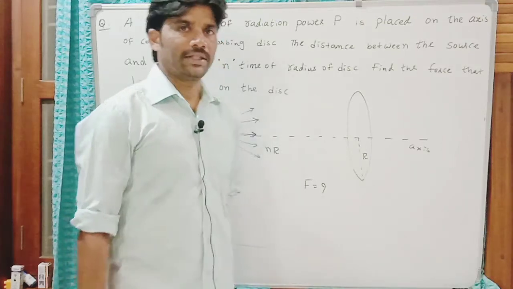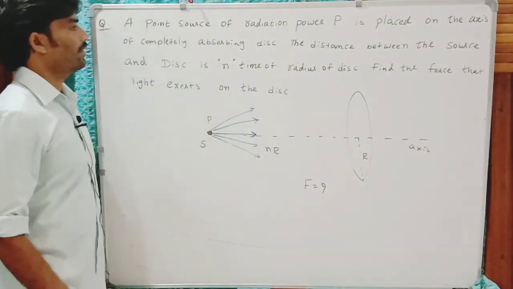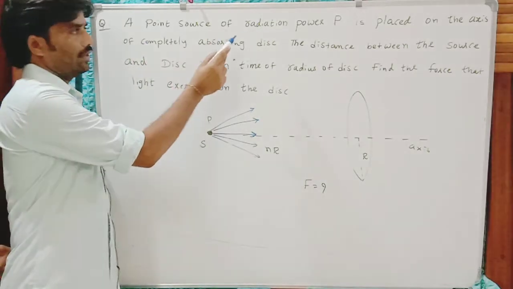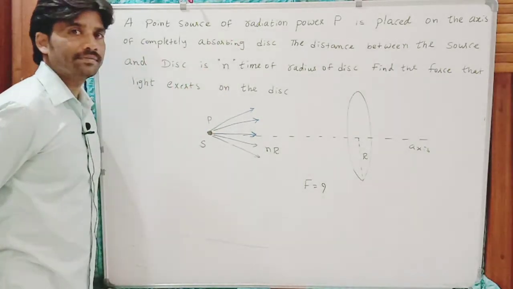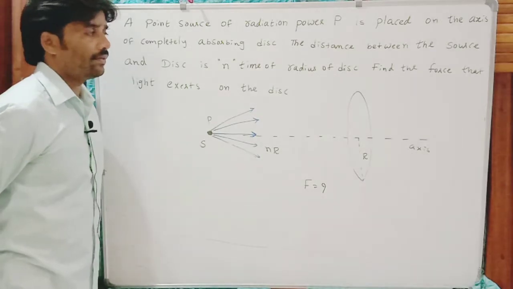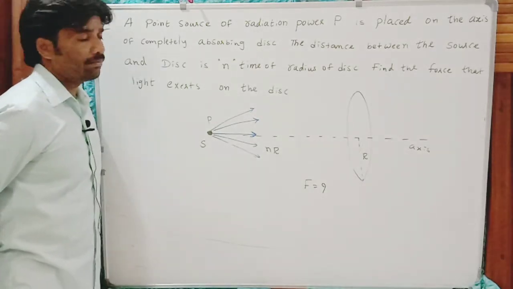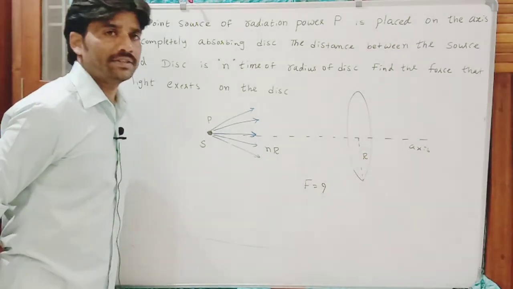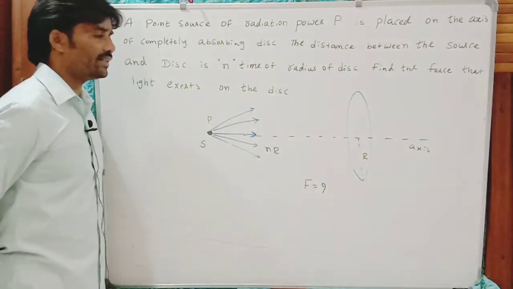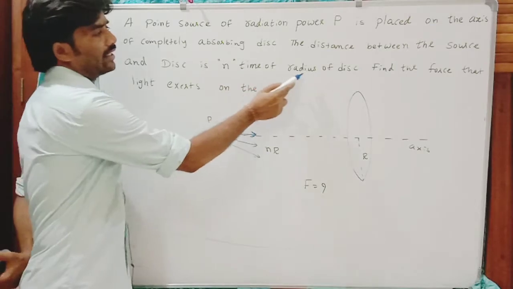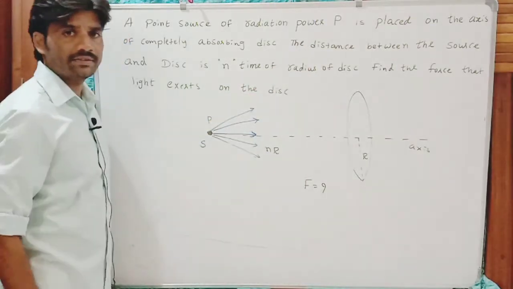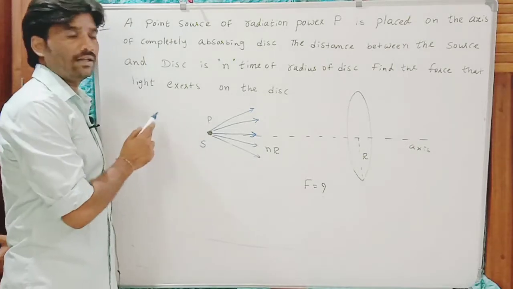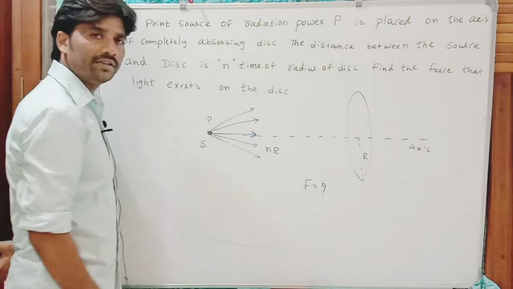Look at this problem carefully. Now in this problem, a point source of radiation power P is placed on the axis of a completely absorbing disk. The distance between the source and disk is n times the radius of the disk. Then find the force that light exerts on the disk.